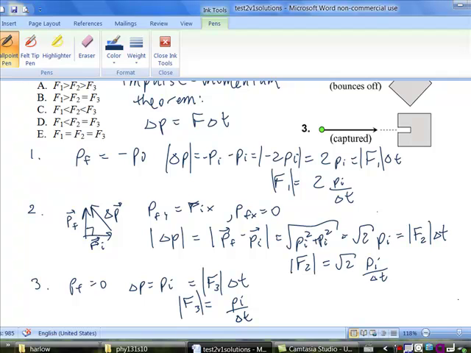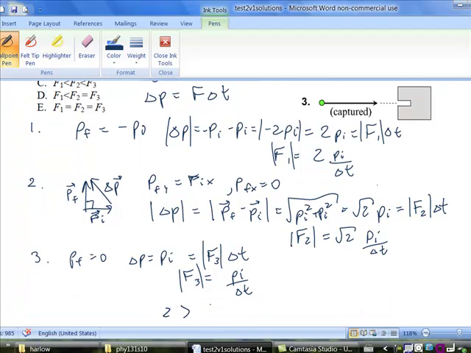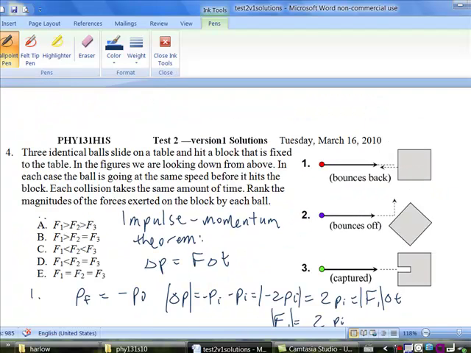Let's call it the magnitude. So, just to sum up here, 2 is greater than root 2 is greater than 1, that means that your F1 is going to be greater than your F2 is going to be greater than your F3. So that's how those are related, and that's answer A.